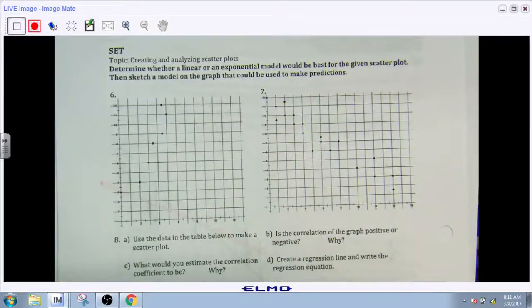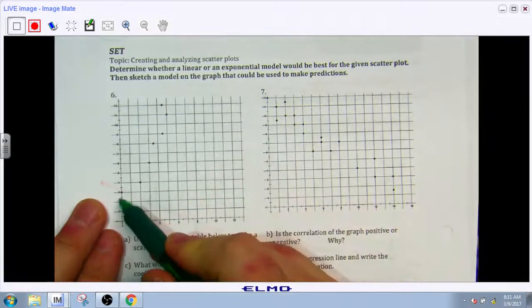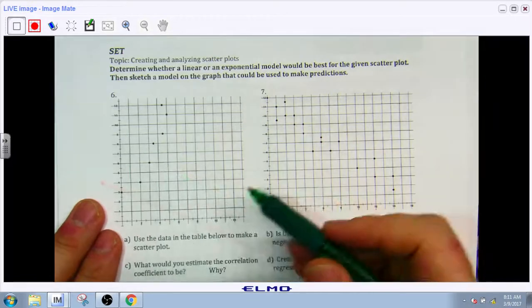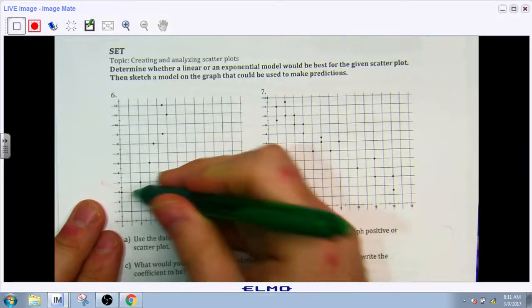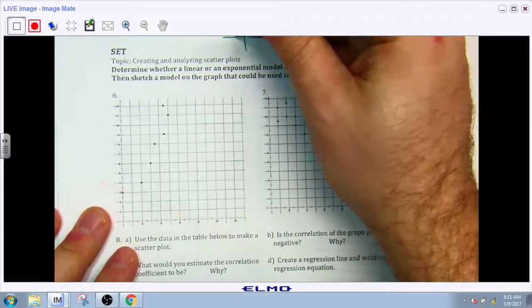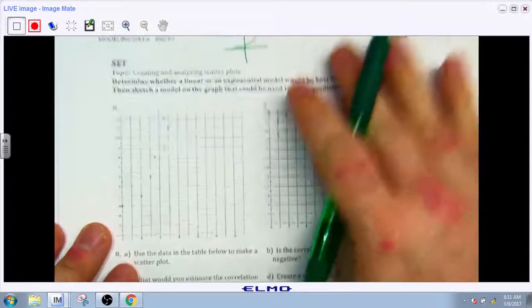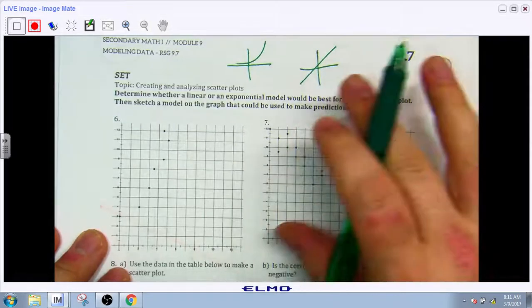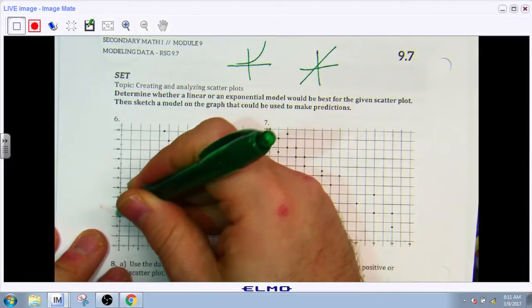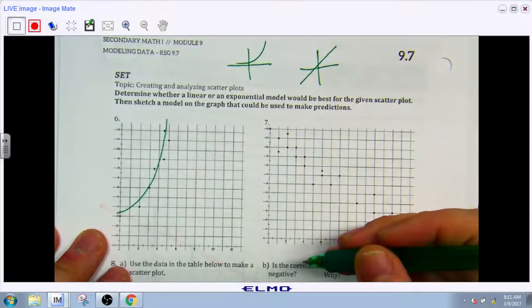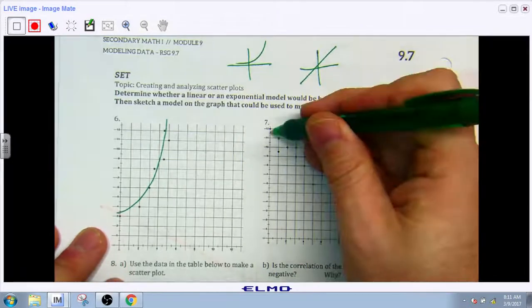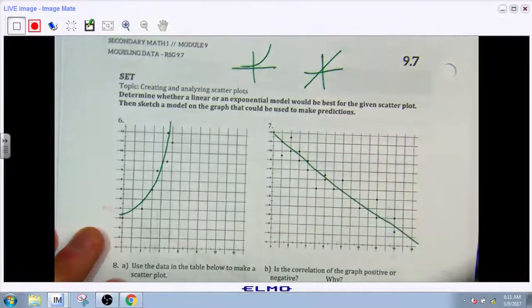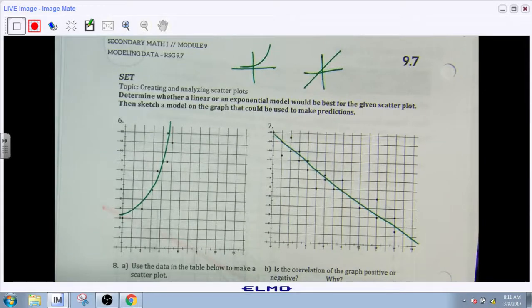Okay, we're going to determine whether a linear or exponential model would best describe the given scatter plot. So when I look at this, I'm wondering, is a linear or exponential model the best? When we're talking about exponentials, we remember that they go like this. They have that sharp curve. And when we're talking about lines, they go up and it's a pretty straight line. So when I look at this, it kind of looks like it curves up, right? So I would say this would be an exponential model, whereas this would be pretty clearly linear. A linear model would work best.